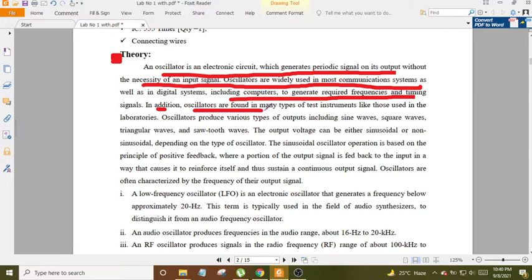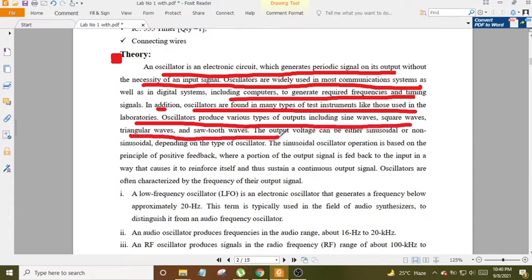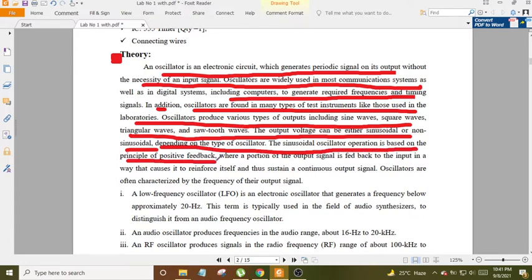oscillators are found in many types of test instruments, like those used in laboratories. Oscillators produce various types of outputs including sine waves, square waves, triangular waves, and sawtooth waves. The output voltage can be sinusoidal or non-sinusoidal, depending on the type of oscillator. Sinusoidal oscillator operation is based on the principle of positive feedback, where a portion of the output signal is fed back to the input in a way that causes it to reinforce itself and thus sustain a continuous output signal.